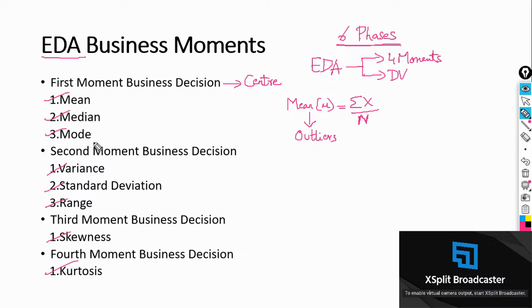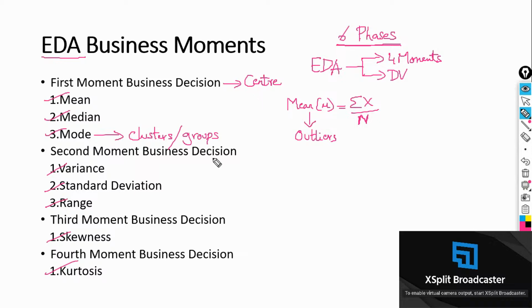If you have clusters, groups, mode talks about the groups or number of clusters into which the data can be grouped. So the first moment business decision is talking about the center value, the representative value of data.